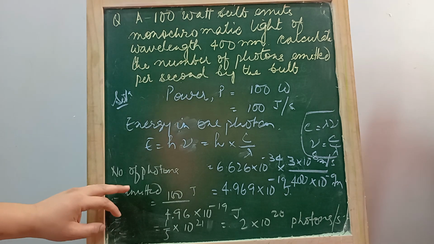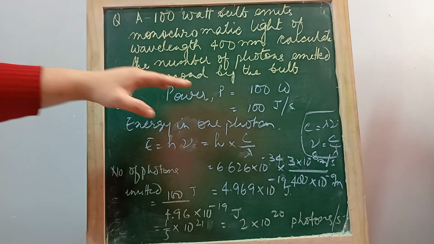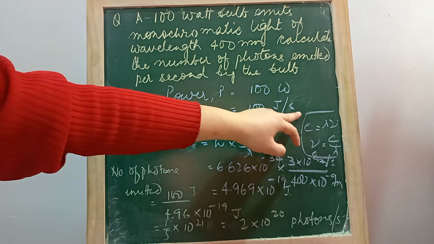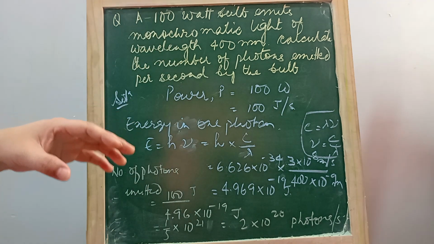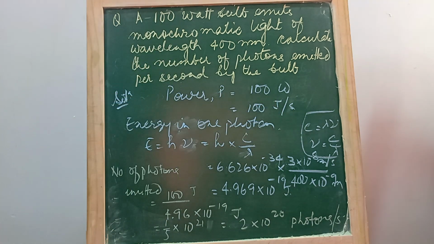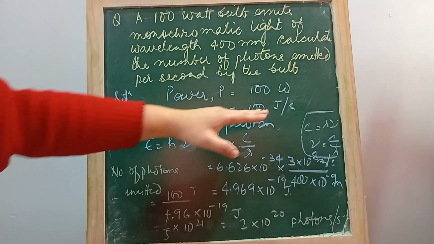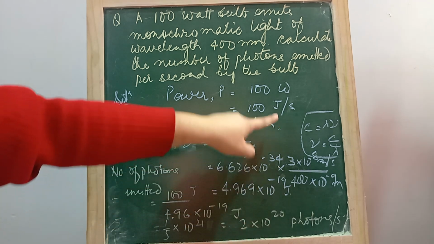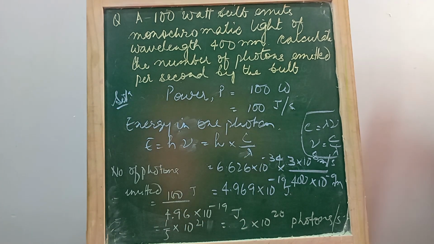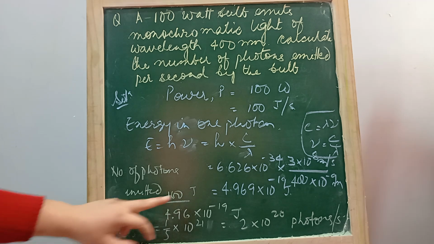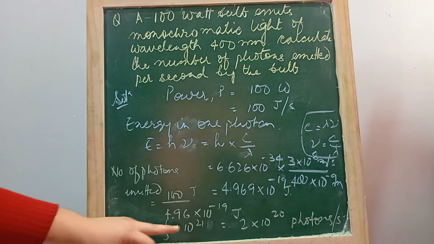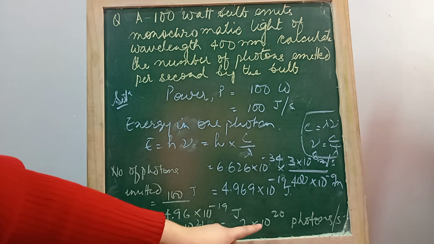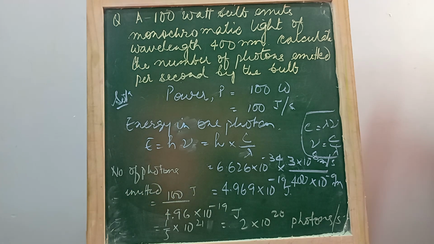So what about the number? What we need to calculate is the number of photons emitted per second. Every second, 100 joules of energy is emitted by the bulb. How many photons will constitute this much? See, the energy of one photon is only a small amount of energy, right? So 100 joules means how many photons? The number of photons emitted is 100 divided by the energy of one photon. So it comes to 2 into 10 to the power 20 photons per second.